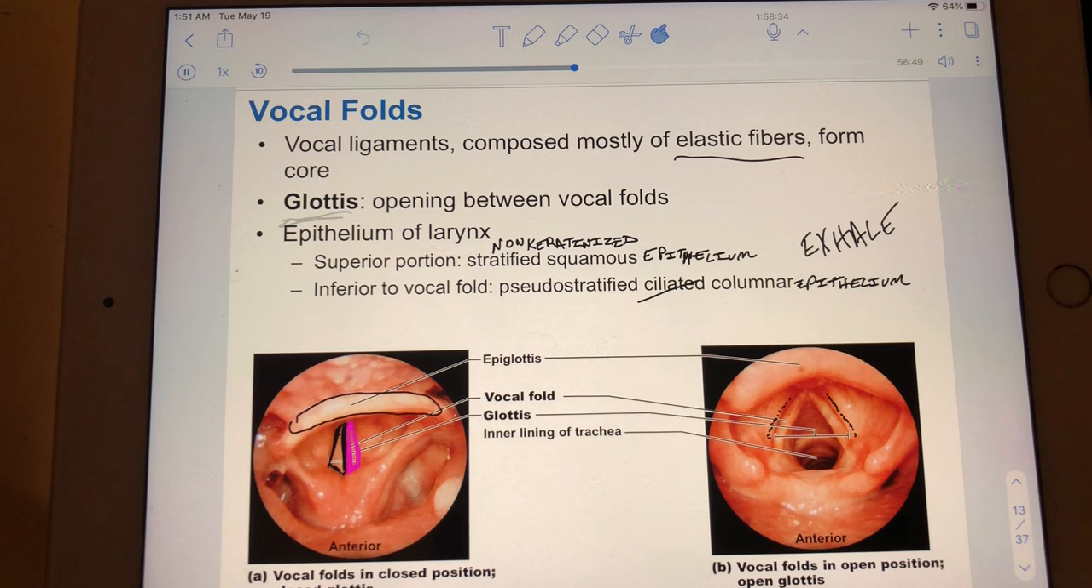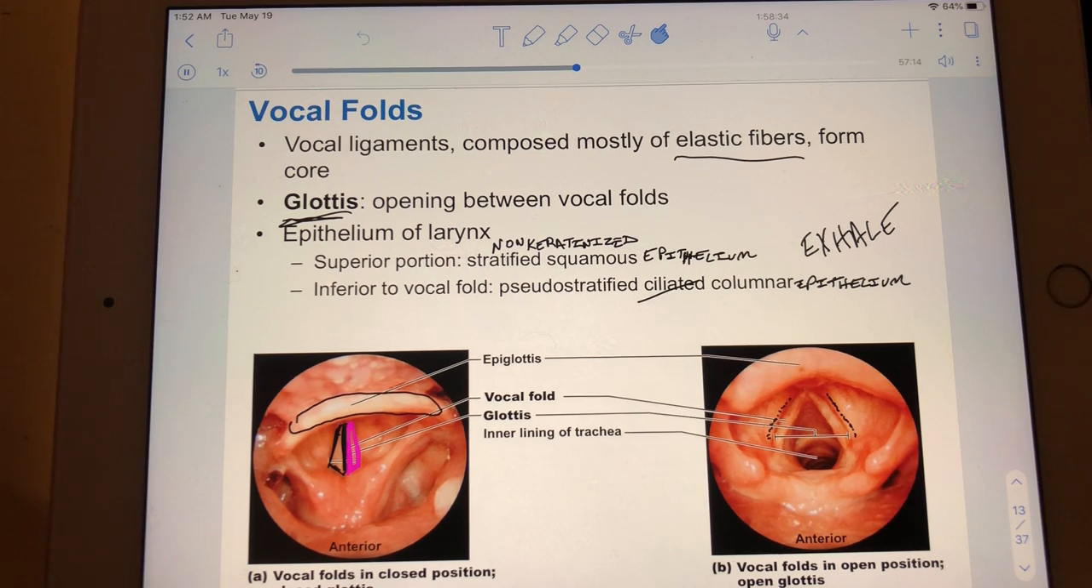Okay. And by the way, glottis, it's just the opening between those vocal folds. All right. Here, that glottis is closed. In other words, the vocal folds are slammed shut. Okay, can I still have the sensation of choking even when those vocal folds are slammed shut?